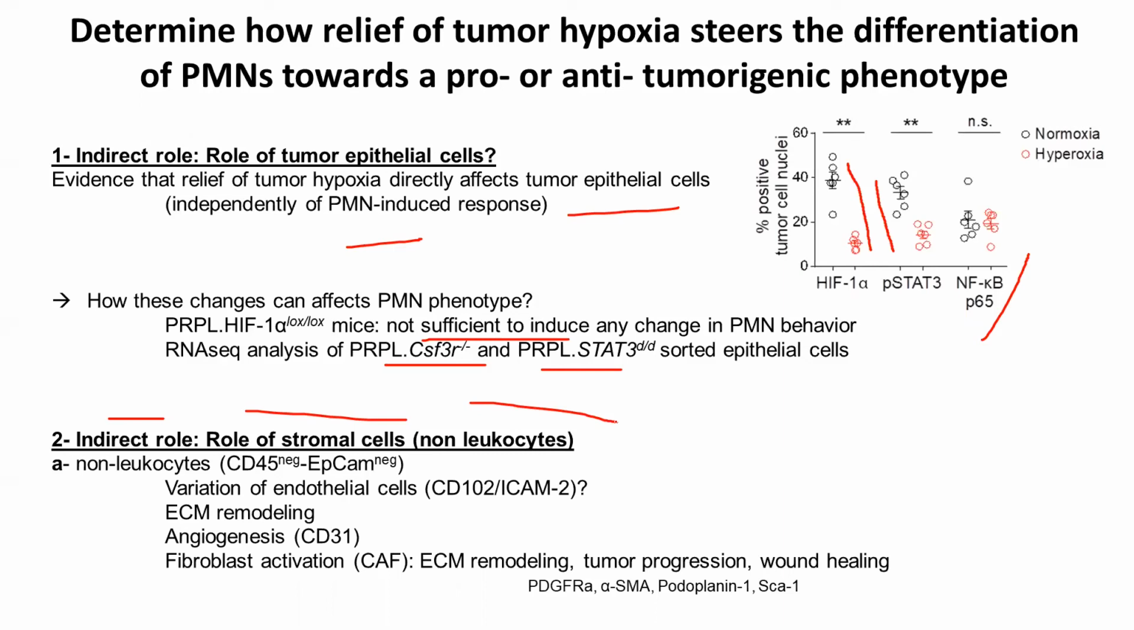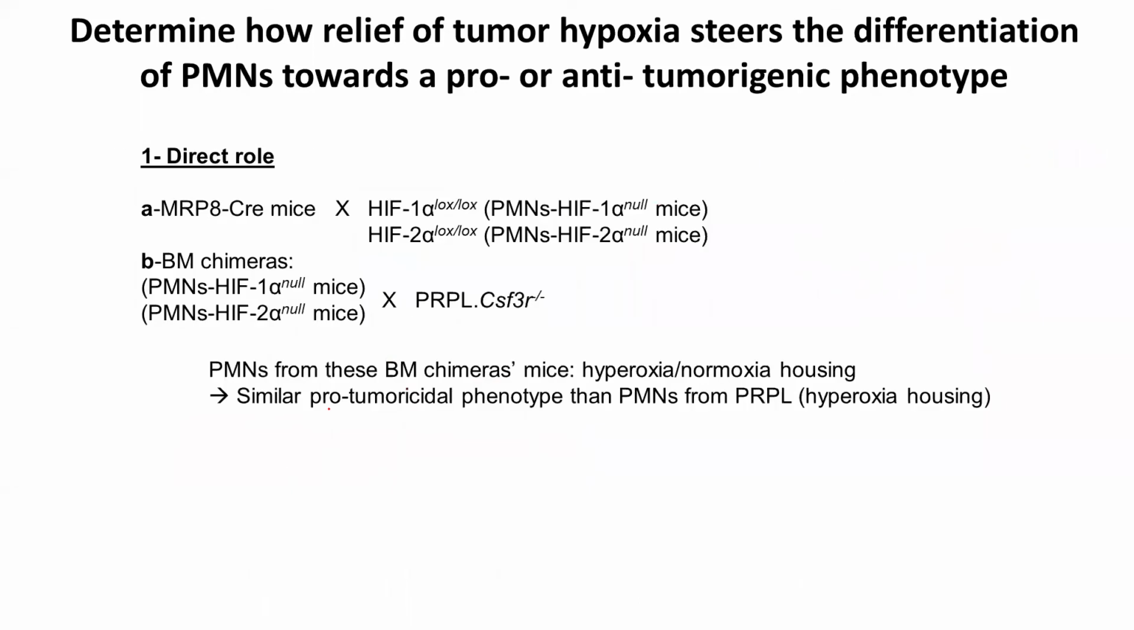The preliminary experiment doesn't actually show any change in angiogenesis, in the number of blood vessels, maybe in the size, but not in the number. Another possibility is that tumor hypoxia directly controls the PMN phenotype. So for that, we are generating mice, purple mice, where this time only neutrophils will be deficient for HIF signaling.